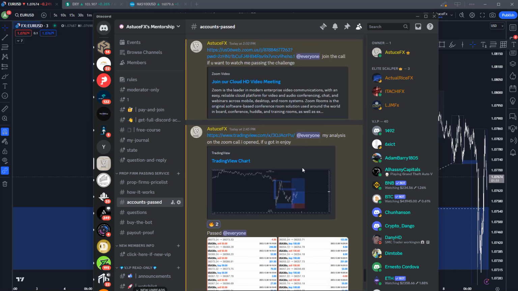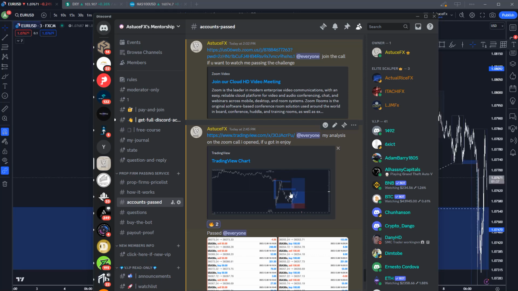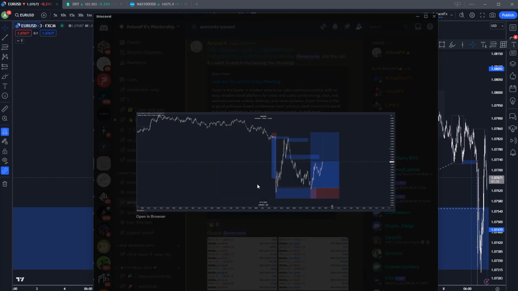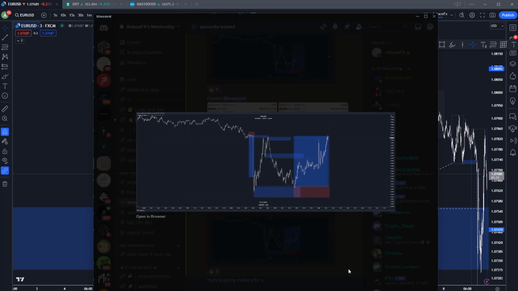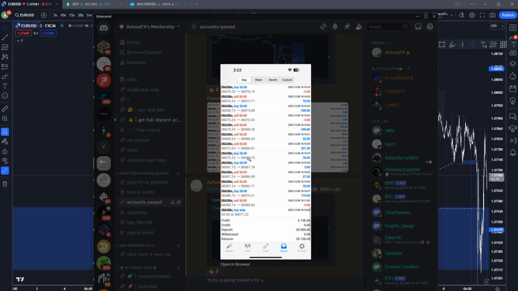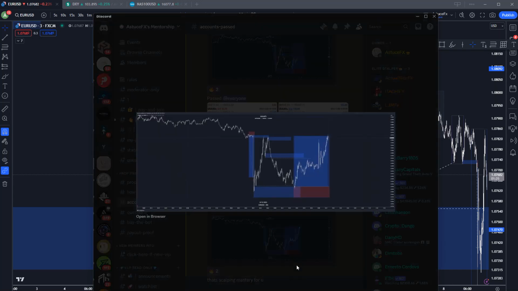But then I analyzed this live, in my analysis on the Zoom call I opened, if you got entry. So I analyzed, I got these POIs live, but I myself did not take it because later in the call I was busy doing something. Okay, so this was the analysis, and the price came, it tapped, and boom, gave the buy, and finally ended up hitting TP. So if someone had just joined to watch me passing the challenge, the person would have actually had a signal to the upside.